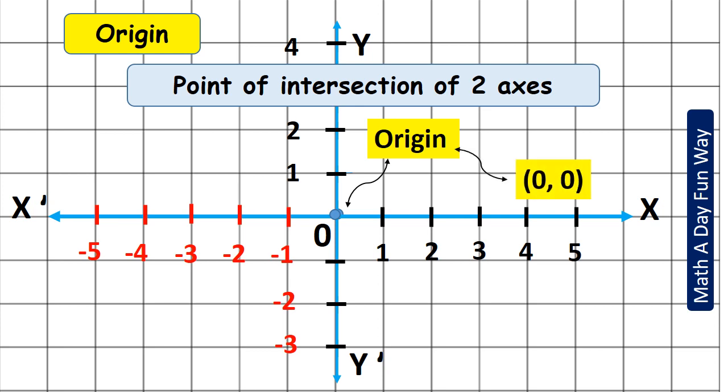So, don't forget to practice plotting points on the Cartesian plane. This will be of great help in understanding graphs and equations.